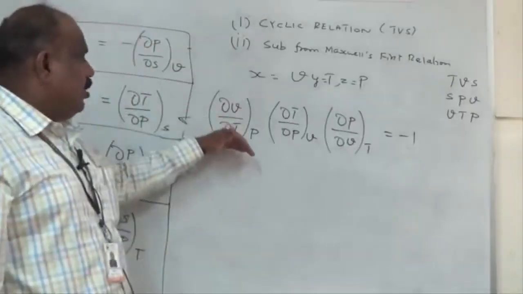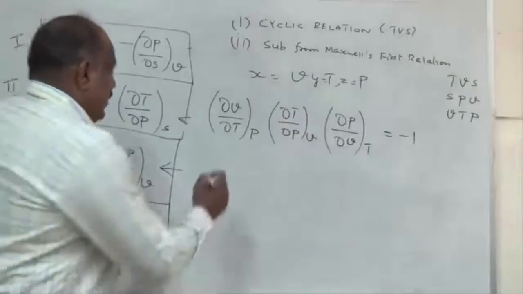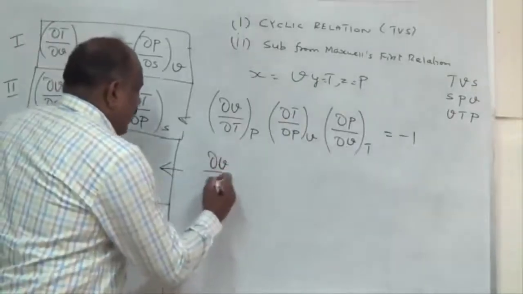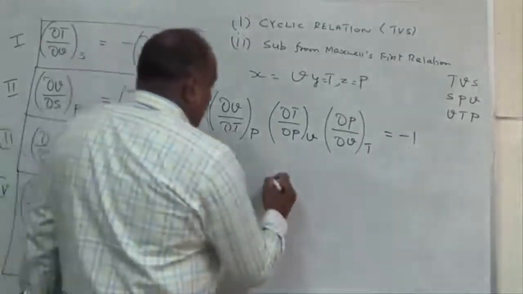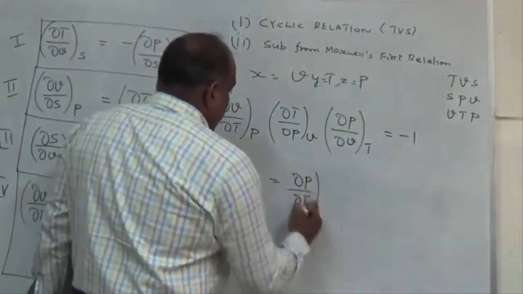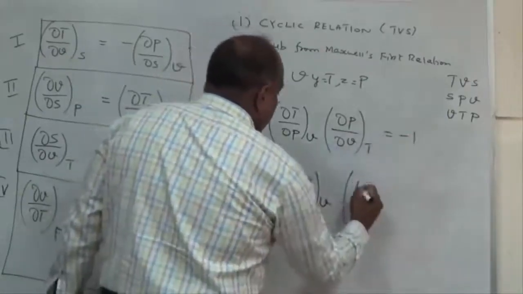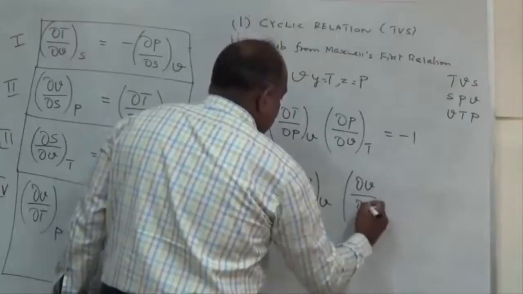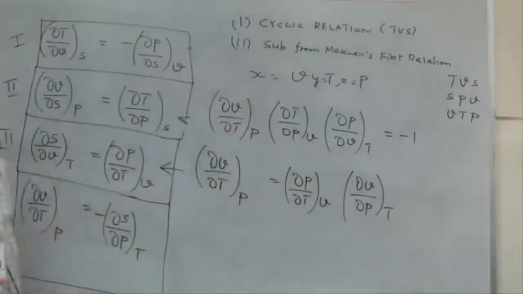Once we get the cyclic relationship for V, T and P like this, let us retain ∂V/∂T at P alone on the left hand side and take the other variables to the other side. So ∂V/∂T at constant pressure is equal to ∂P/∂T at constant volume into, this ∂V will go to the numerator, so it is ∂V/∂P at constant temperature. But now there is no term.